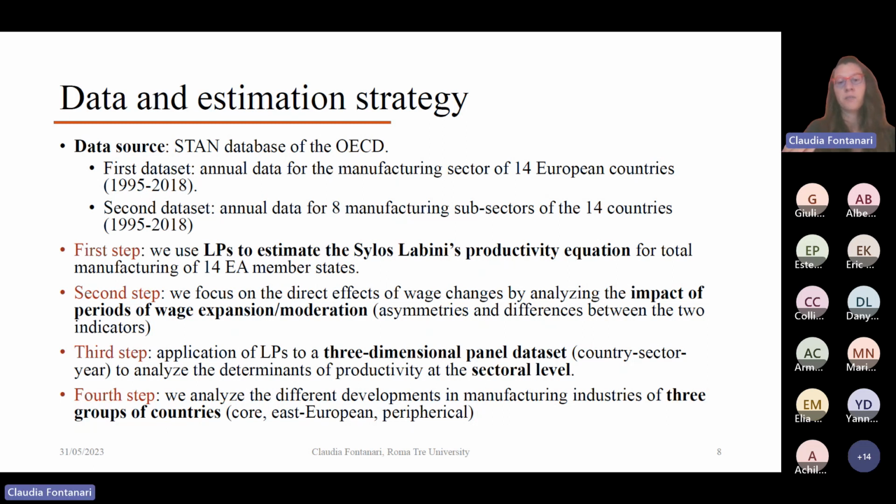This is to study possible asymmetries in the effect of labor cost, but also to see if there are some differences between the two indicators. And I pass to the three-dimensional panel data set, so the dimensions are country and sector, to see if the relations are confirmed at the sectoral level. And I use the same data set, the second, to analyze the different developments in manufacturing of three groups of countries: core, East European, and peripheral countries.